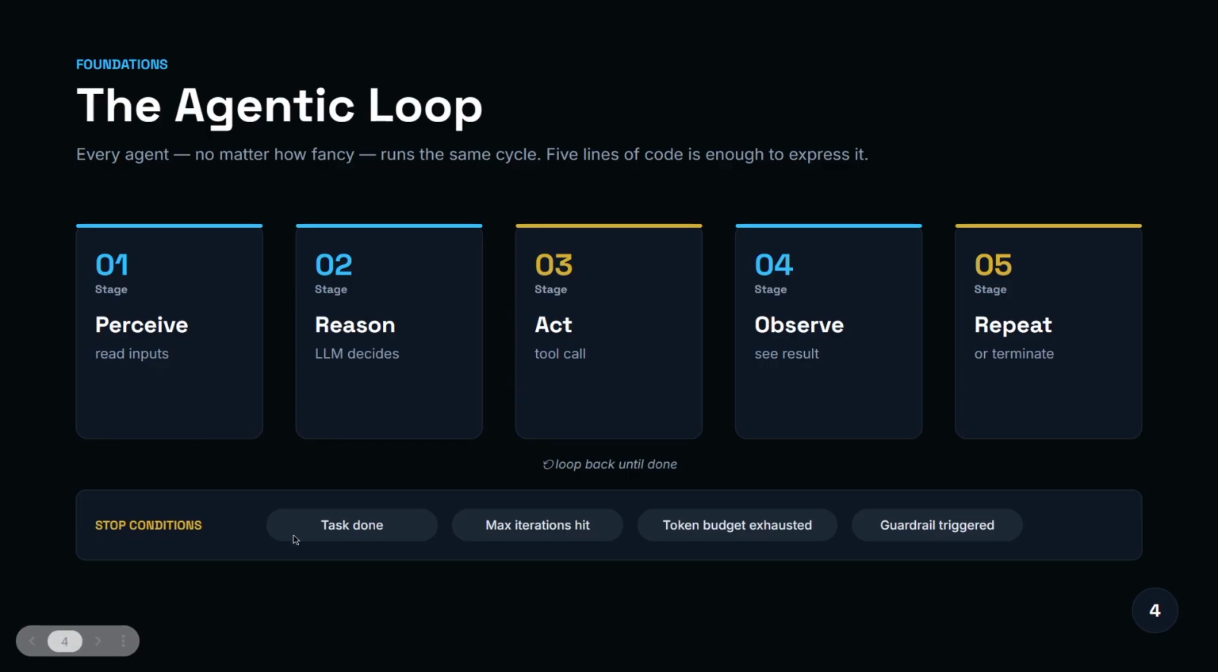The stop conditions are whether a task was done, whether the agent has done this cycle up to a certain amount of iterations, if we exhausted the token budget, meaning we've used all of our credits, or whether something went wrong or a guardrail was triggered.